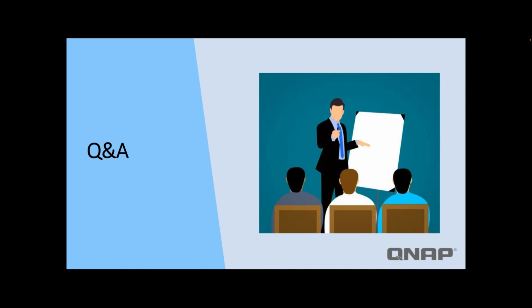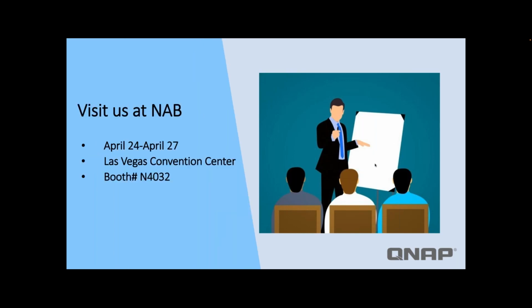Now, before we go, we want to announce something for the upcoming NAB show. If you're familiar with NAB, it's a major trade show for video production, the National Association of Broadcasters show. It's going to be April 24th to April 27th at the Las Vegas Convention Center, and we'll be exhibiting there. If you're there, stop by booth number N4032. We'd love to see you there.